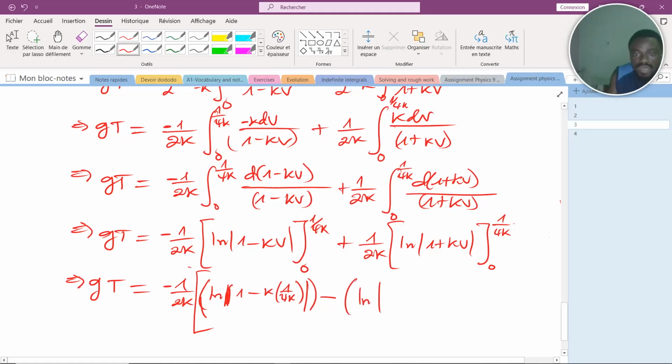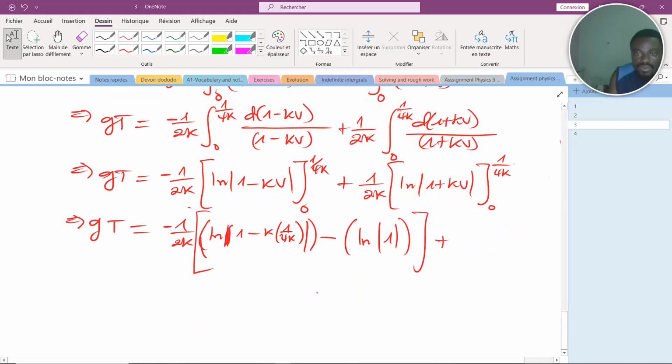Into ln of the absolute value of what? When I substitute 0 where there is v, because v is the variable, this gives 0, so I will have ln of the absolute value of 1. Is that okay? Plus, this other one, 1 all over 2k into what? Let me substitute the upper bound. I'll have ln of the absolute value of 1 plus k into 1 all over 4k. Is that okay?